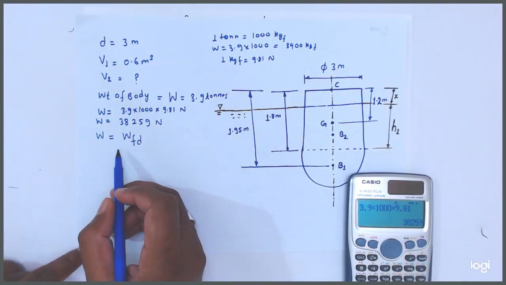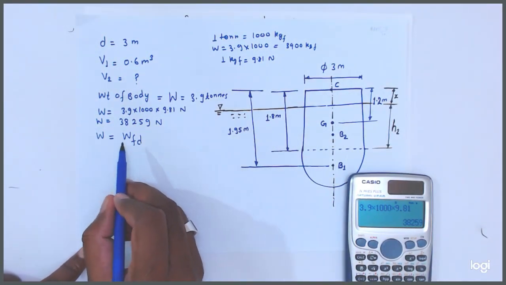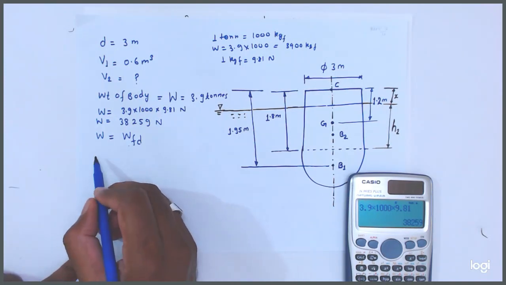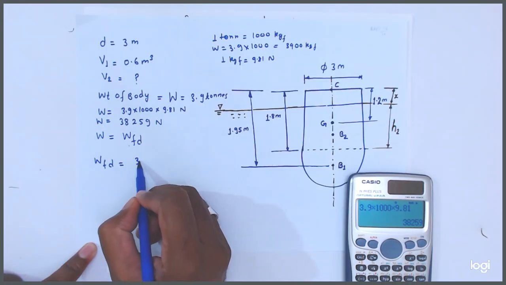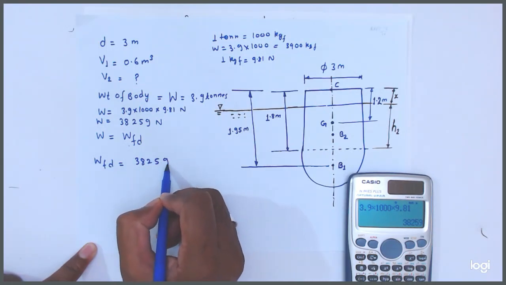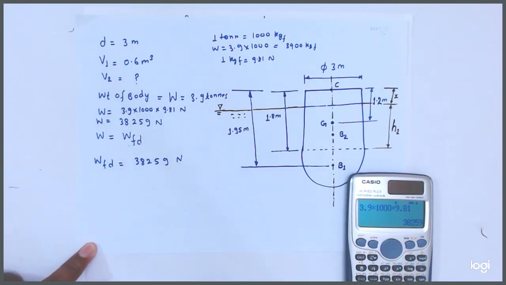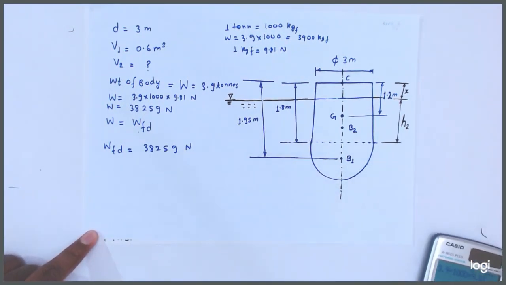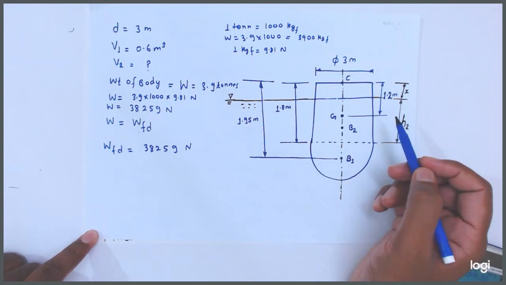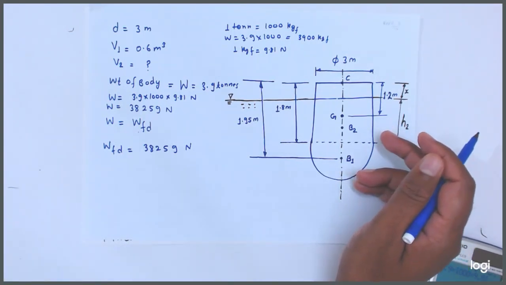Now friends, we know that weight of the body equal to weight of fluid displaced. It means friends, weight of fluid displaced is equal to what? Same, 38259 Newton. Any doubt friends? 38259 Newton.